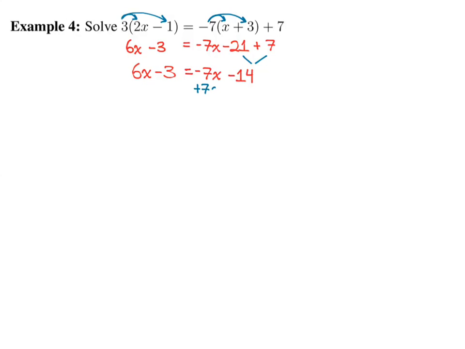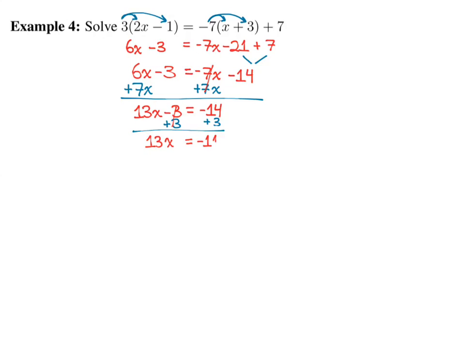Go ahead and add 7x to each side. Bye-bye 7x's. So 13x minus 3 equals negative 14. Then add the 3 on each side to move the constants away from the left side of the equal sign. 13x equals negative 11. Finally, divide each side by 13. X equals negative 11 13ths.